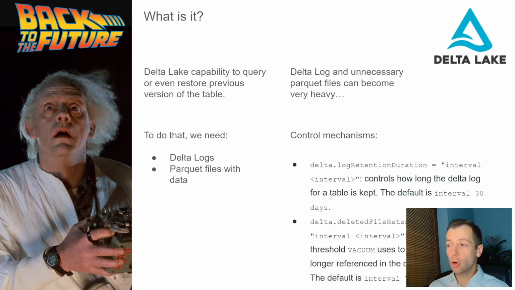The first one is called log retention duration, and the default value is 30 days. This says how long by default the Delta log is stored. And the second one is deleted file retention duration, which by default is set to 7 days. This one is actually used by the utility which we are going to see in a second, called vacuum, and it's really important.